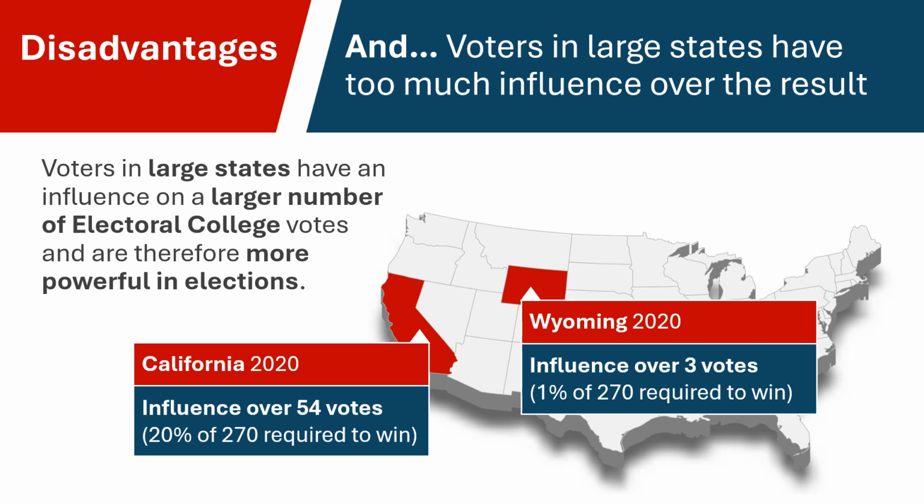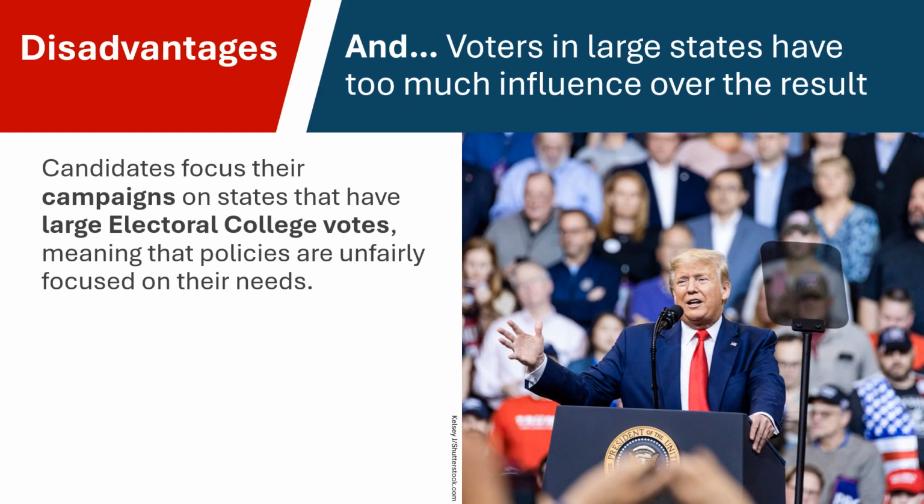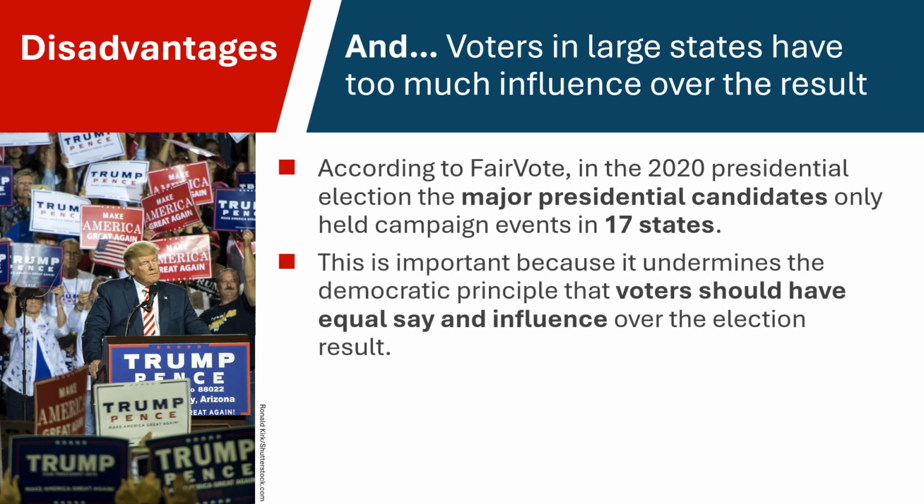Because of this, presidential candidates are incentivized to focus their campaigns on states that have large Electoral College votes. This can mean that campaigns and policies are unfairly focused on their needs. According to the research organization FairVote, in the 2020 presidential election, the major presidential candidates only held campaign events in 17 states. Again, this is important because it undermines the democratic principle that voters should have equal say and influence over the election result.